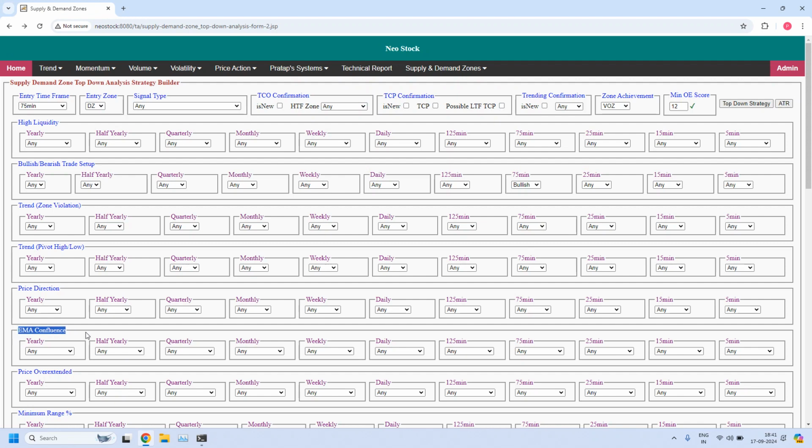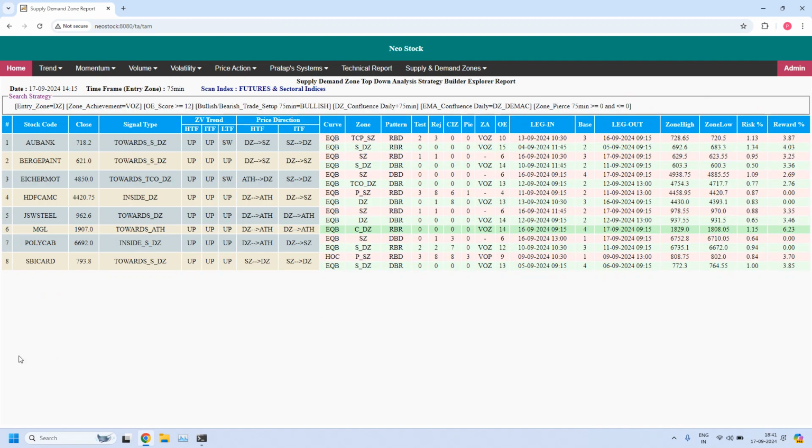So I'm enabling the EMA filter in the daily time frame, daily demand zone with daily EMA confluence. Now let's verify. Now from 12, 8 stocks are filtered, and all these 8 stocks are having EMA confluence. Daily zones are having EMA, and the 75 minute zone is part of the daily zone and supporting bullish trade setup for weekly income trade. It's a high probability trade setup.